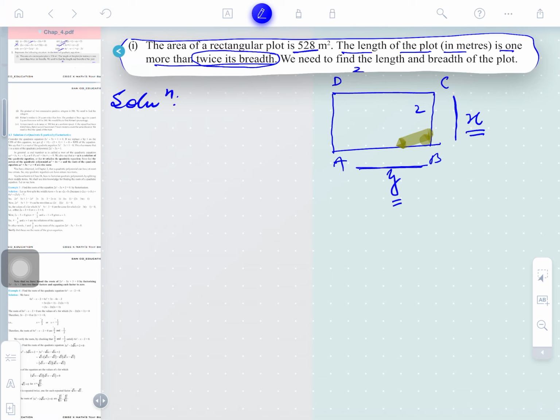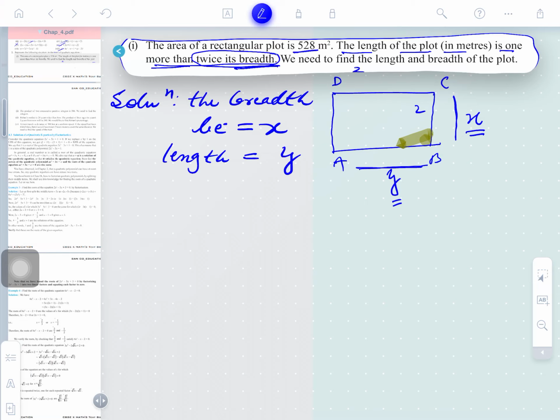It is very simple; it is the area of this. So let the breadth be x, the unit x is there. And the length can be supposed as y. Clear? We have supposed the breadth as x, and the length is y, which depends on the breadth, since the length is more than twice the breadth.